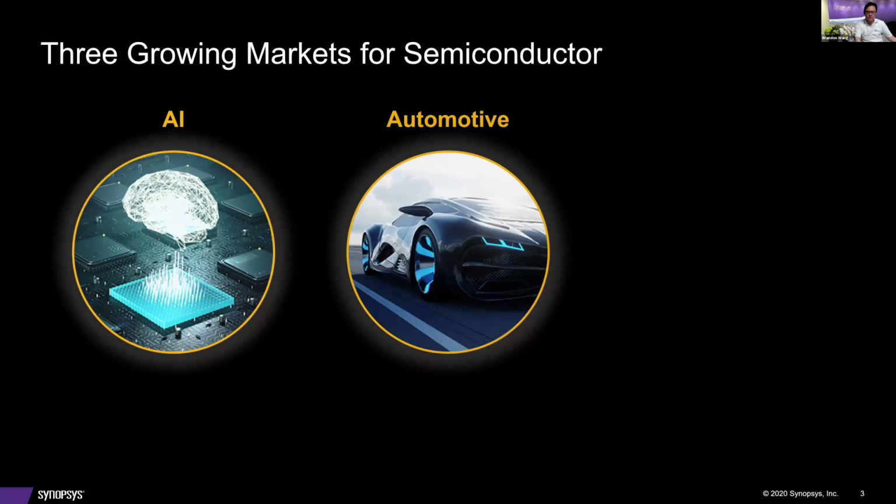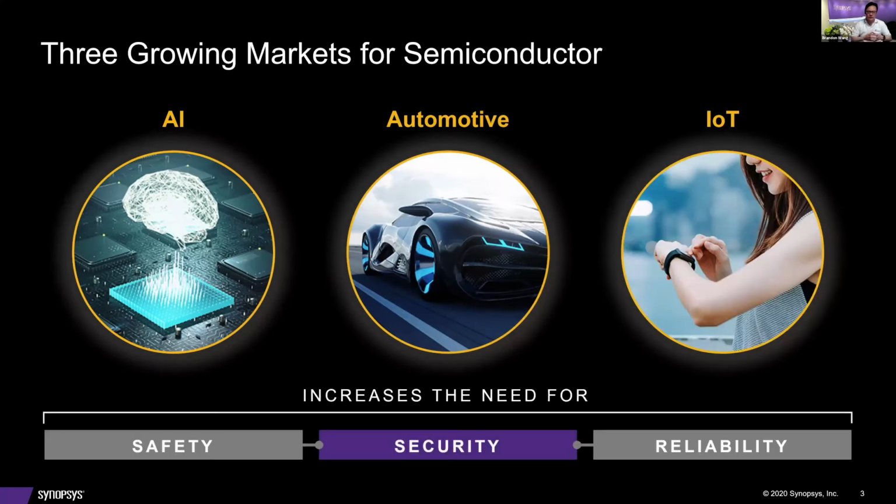That's why we see a growing market for semiconductors in three areas. One is AI, the second is automotive, and the third is IoT. So what is common in these three areas? The common thing is that safety, security, and reliability are all needed, and are much more needed in all these growing segments.